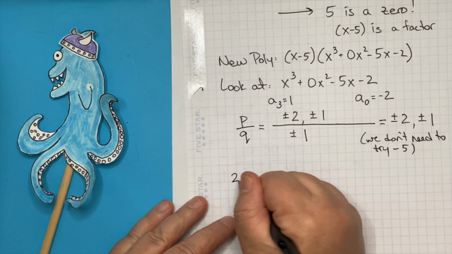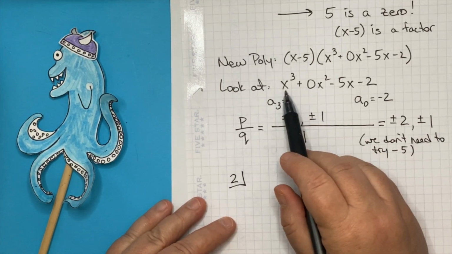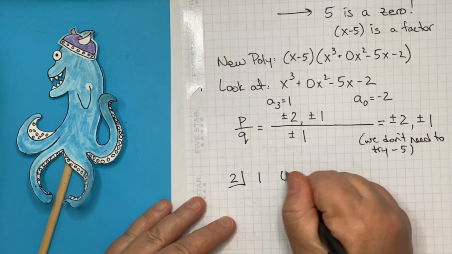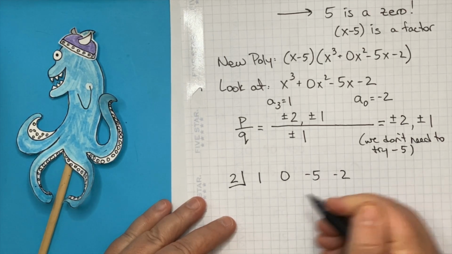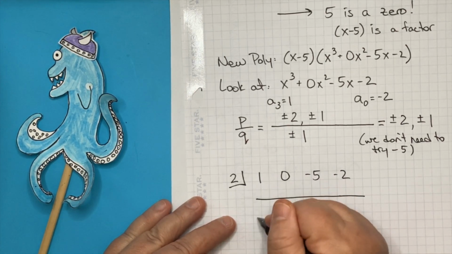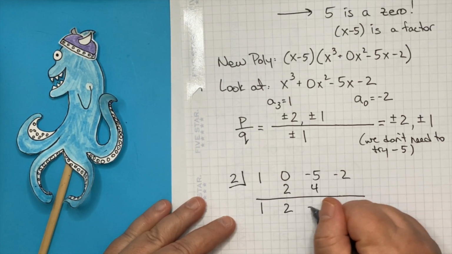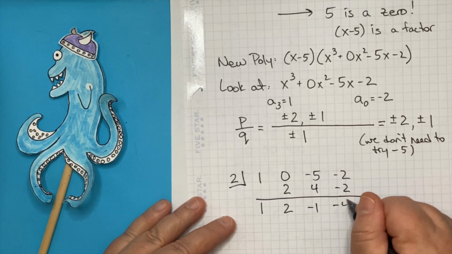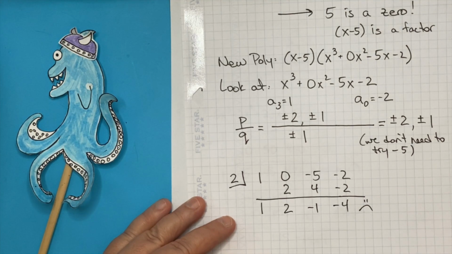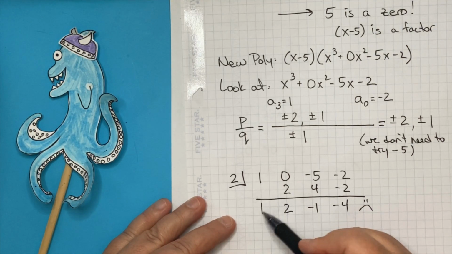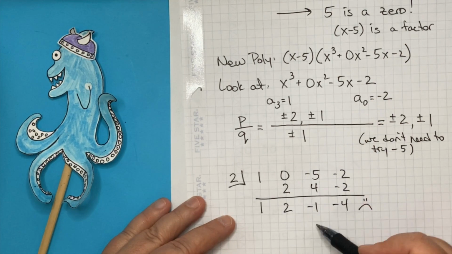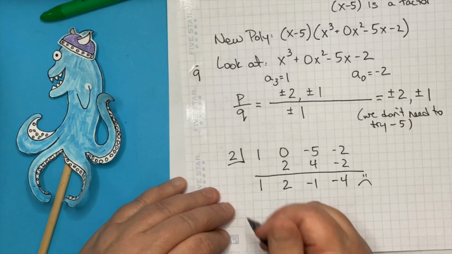I'm just going to start with 2, and I'm going to use the new polynomial 1, 0, -5, -2. And let's go 1, 2, 2, 4, -1, -2, -4. It was close, but it didn't work. Right? And I double check. 1, 2, 2, 4, -1, -2. Okay, let's try -2.